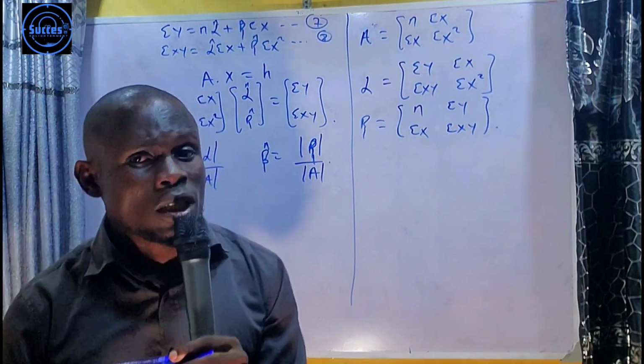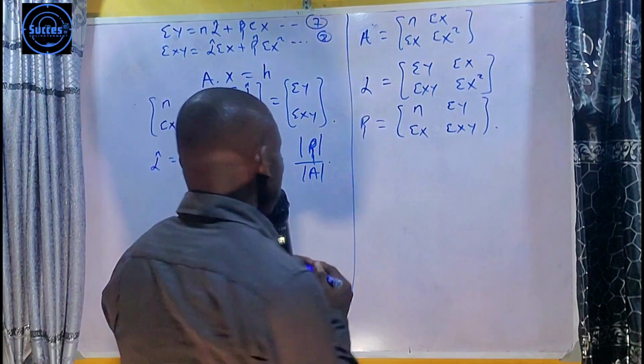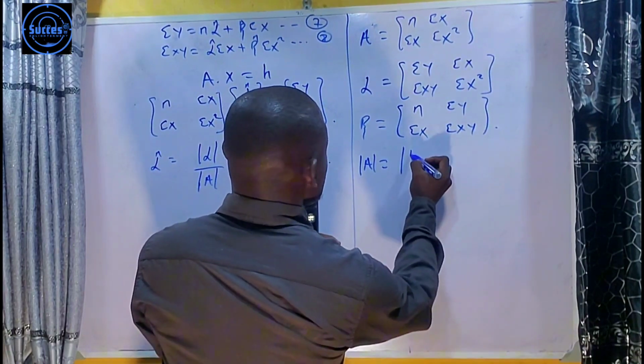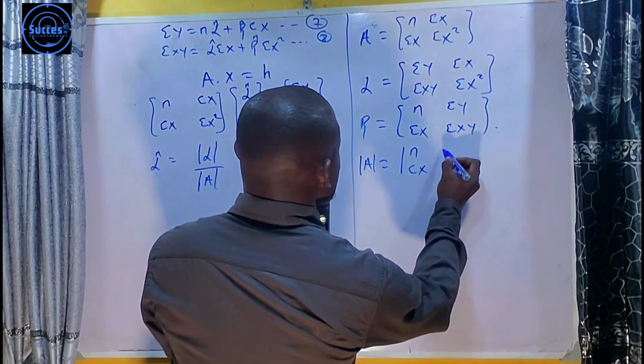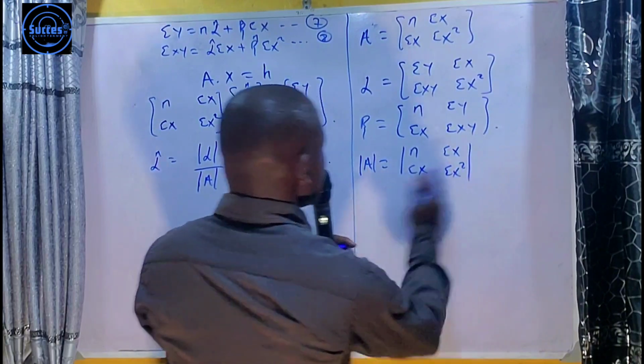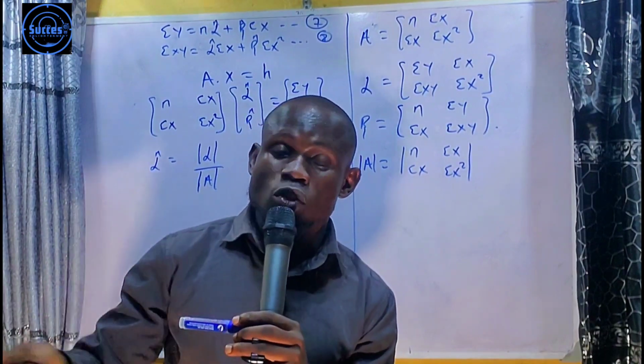So from here, what you need is knowledge of determinants. Our determinant of A will now be the determinant of n, summation x, summation x, summation x squared. It is the same thing as multiplying the principal diagonal, then subtracting it.